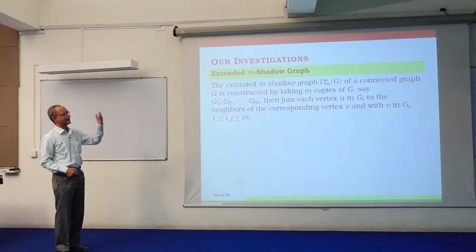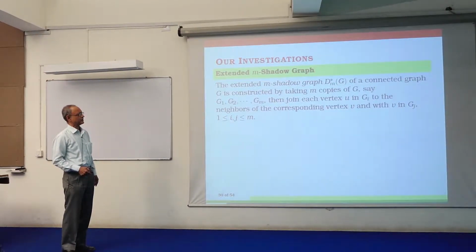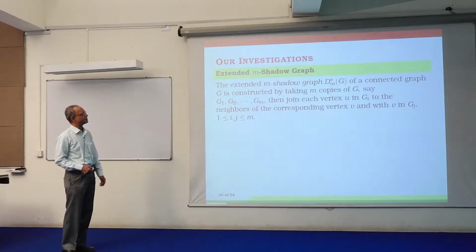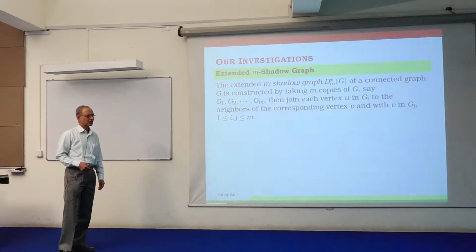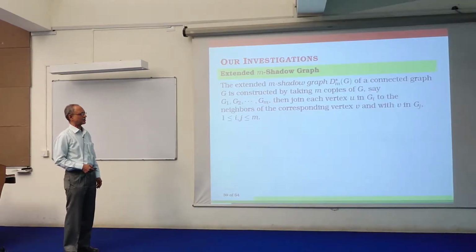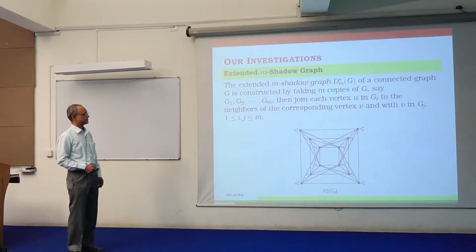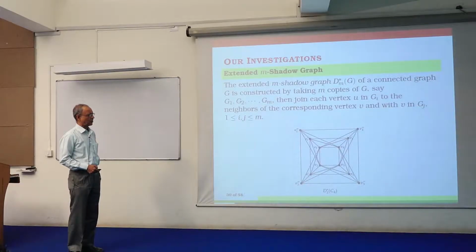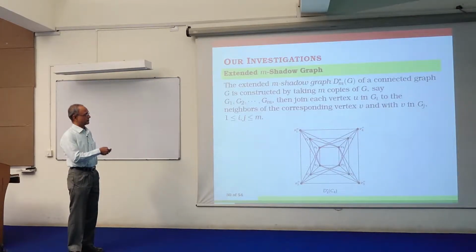And then again for the M shadow graph, if we employ the same operations by taking M copies of a given graph, then it is known as the extended M shadow graph. Here we have considered 3 copies of C4 and its 3 shadow graph, and the extended shadow graph is shown.